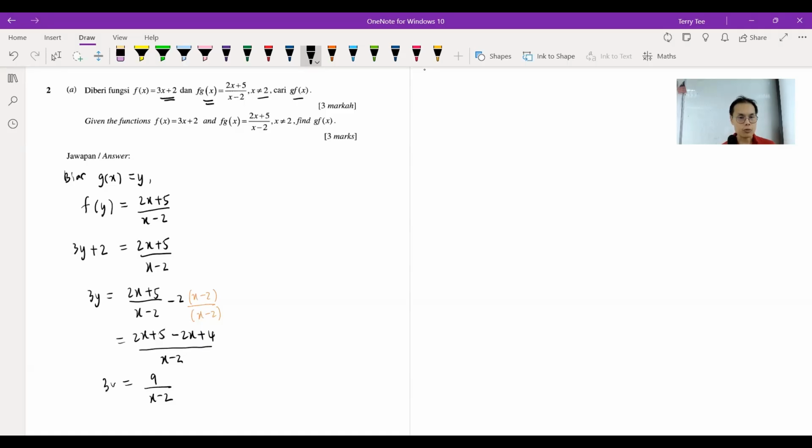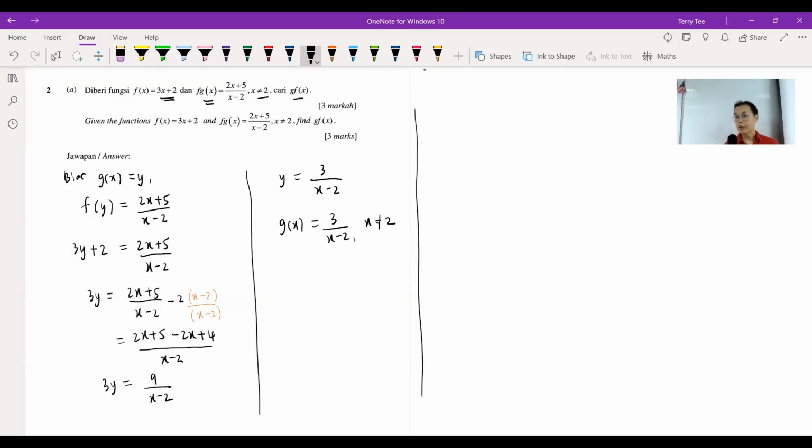There's still a 3y in front. So when you divide by 3, my y is 9 divided by 3. We can write 3 over x - 2, and your y is your g(x). So I've got my g(x) already. Yep, this is your answer for g(x). Okay, but we're not done. We're not finding g(x). We're finding gf(x).